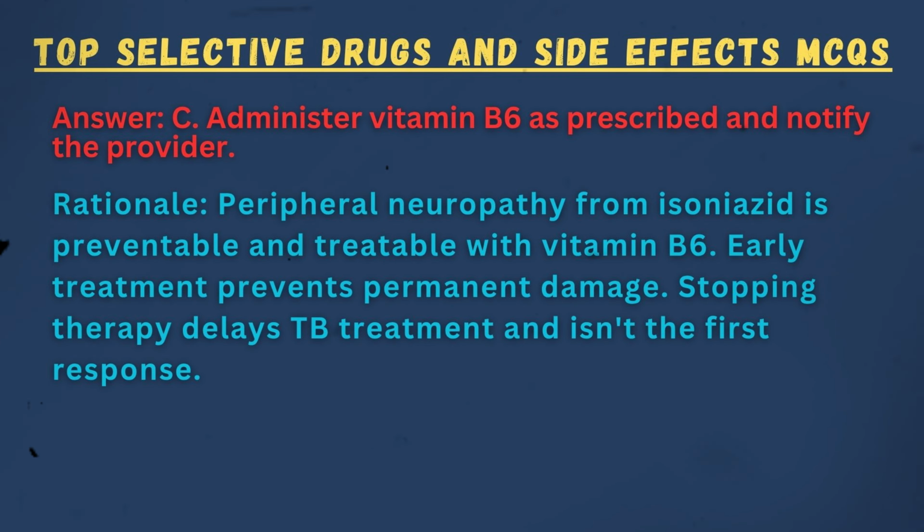Answer: C. Administer vitamin B6 as prescribed and notify the provider. Rationale: peripheral neuropathy from isoniazid is preventable and treatable with vitamin B6. Early treatment prevents permanent damage. Stopping therapy delays TB treatment and isn't the first response.